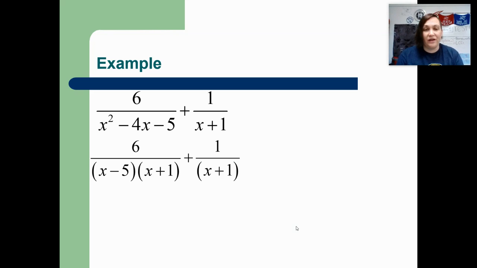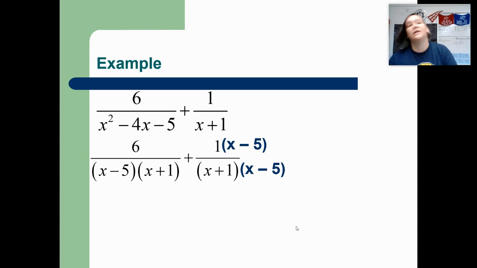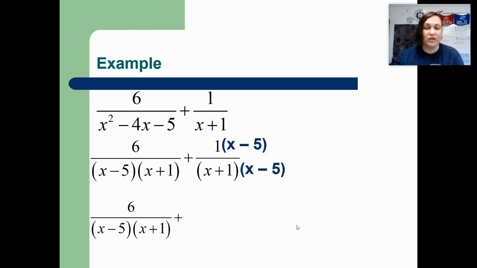Comparing my two denominators, they both contain an x plus 1. They already have that in common. But my first denominator has an extra parentheses, which is x minus 5. And so I should multiply my second fraction by x minus 5 so that they have the same denominator. Again, I'm not going to change my first fraction. First fraction was fine.